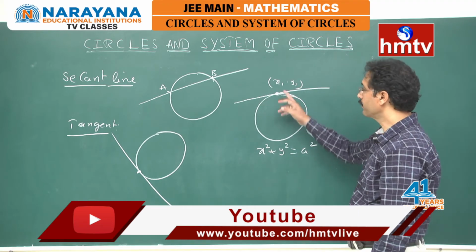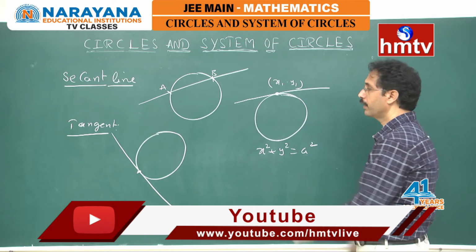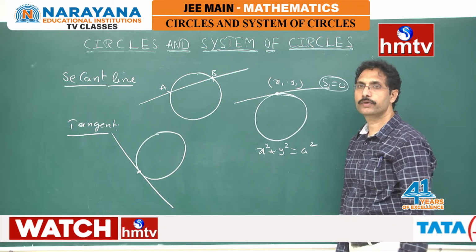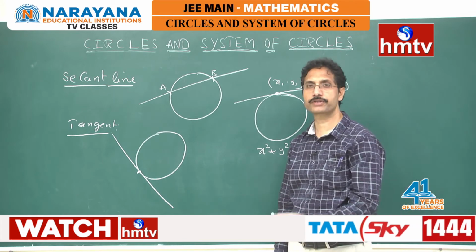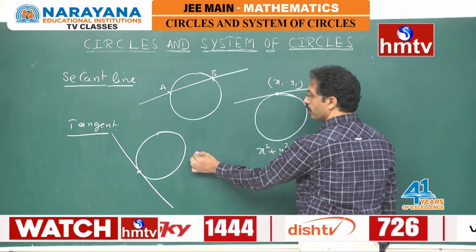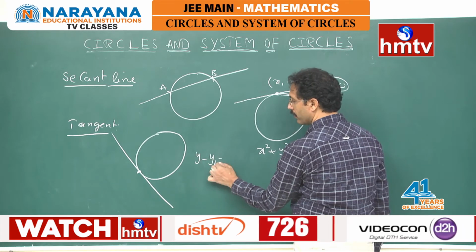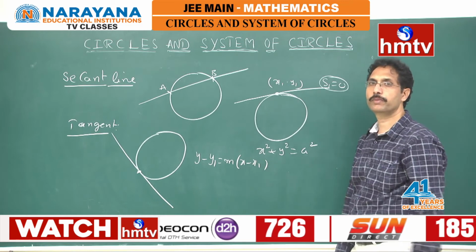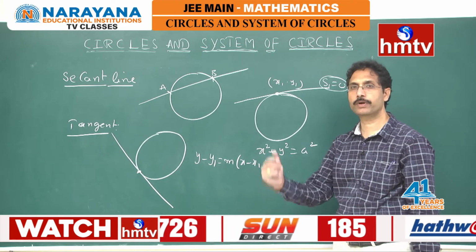Then in this case, the equation of the tangent will be s1 is equal to 0, you will get. How can we find it? From equations of the tangents in applications of derivatives. What is the equation of the tangent in application of derivatives? y minus y1 is equal to m into x minus x1. What is m here? Slope of the tangent. So, how do you get the slope of the tangent?